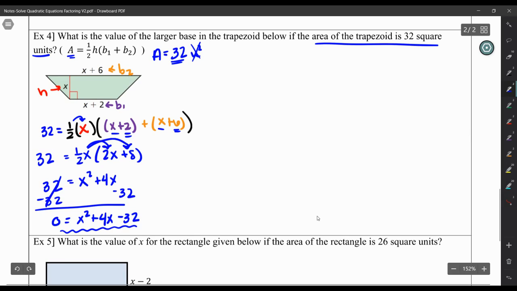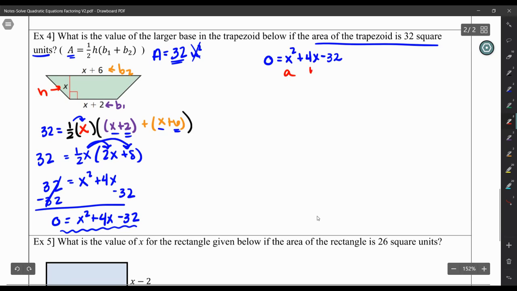So really, the only difference between this example and the ones that you've seen before is you had to come up with this guy on your own. You had to use the area formula and substitute the values. So the height, base 1, base 2, and the area, and then manipulate it down to something that you can actually factor. So let's put that over here at the top. 0 equals x squared plus 4x minus 32. So this is what we're trying to factor out.